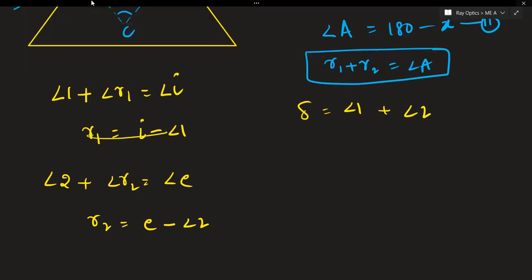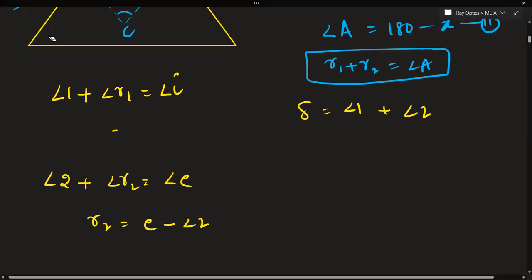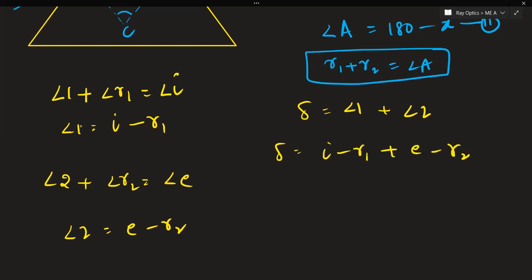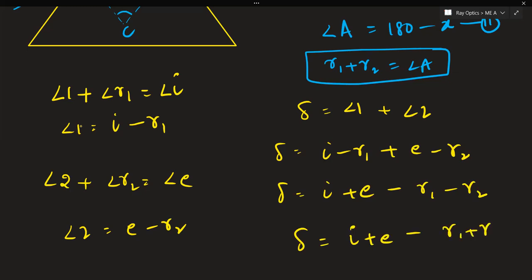If you look at both of these equations, instead of R1 and R2, we have to find the value of 1. 1 and 2 are needed. We have to eliminate R1 and R2. So angle 1 is equal to I minus R1. Angle 2 is equal to E minus R2. So delta will be I minus R1 plus E minus R2. So I plus E together minus R1 minus R2. So delta becomes I plus E minus (R1 plus R2).